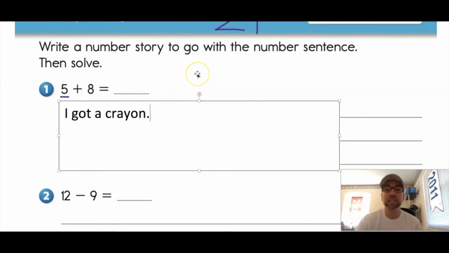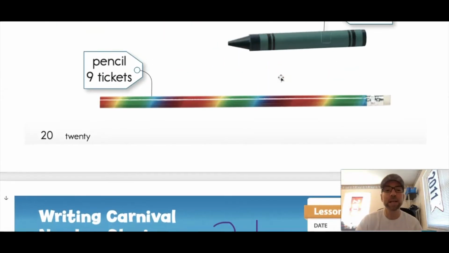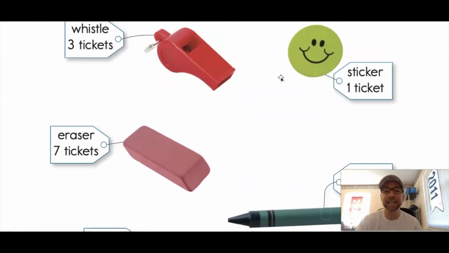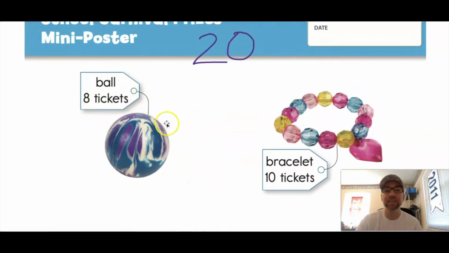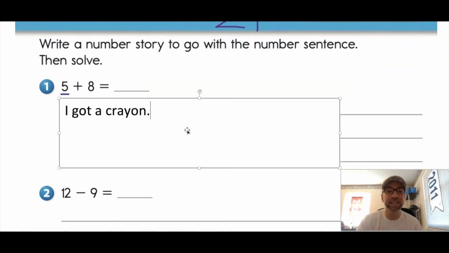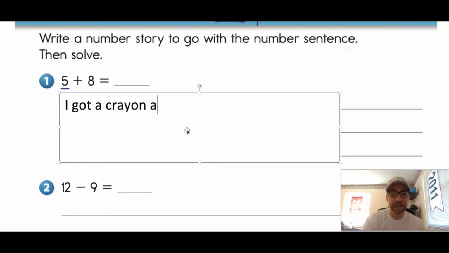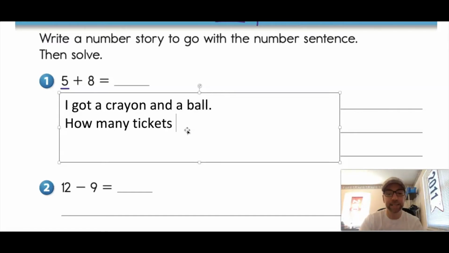Now we have to look to see what is worth 8 tickets. So I'm going to go back to page 20. And what is worth 8 tickets? I see it. The ball is worth 8 tickets. So I got a crayon and a ball. And I want to find the total. How many tickets in all? And I put a question at the end.